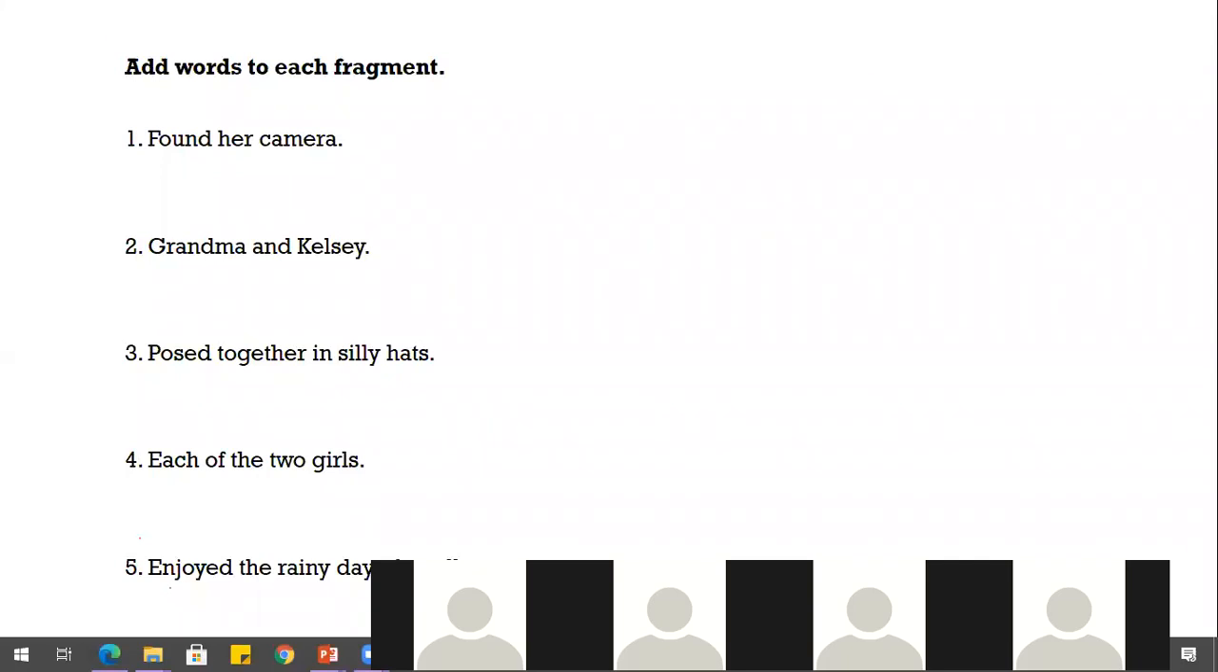Grandma and Kelsey cooked cookies. Excellent. Okay, so they baked cookies? Yes. All right, Grandma and Kelsey baked cookies. Very good. Did you know that as long as we have a verb, it's complete? So even if you were to write Grandma and Kelsey cooked, that's it. We have a complete sentence, okay? So as long as we have a subject and a verb.